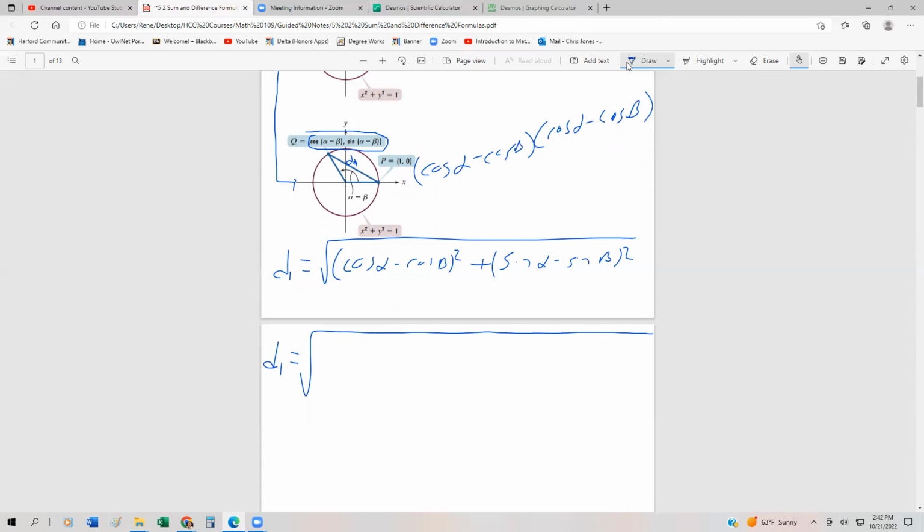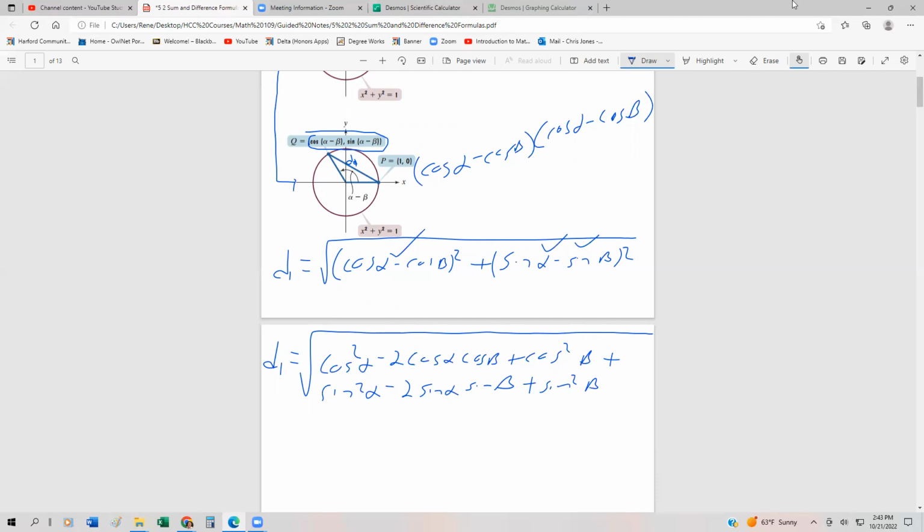All right, and if we FOIL that out, that's going to turn into cos squared alpha minus 2 cos alpha cos beta, and then plus cos squared of beta. All right, so that's just foiling this one out. Now let's FOIL this one out as well. And so that's going to give us a plus sine squared alpha, minus 2 sine alpha sine beta, right? And then plus sine squared beta.